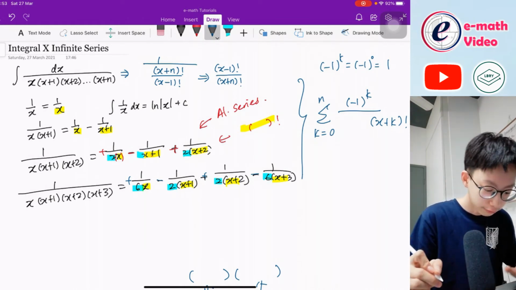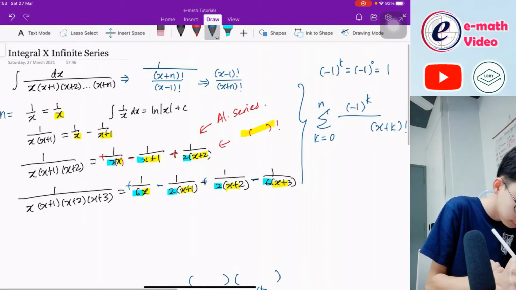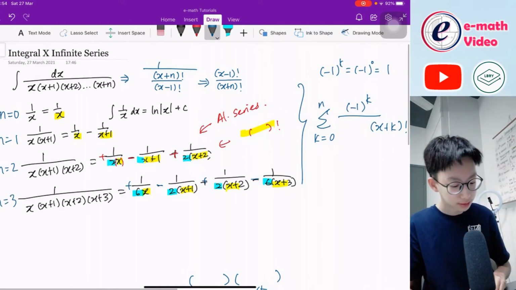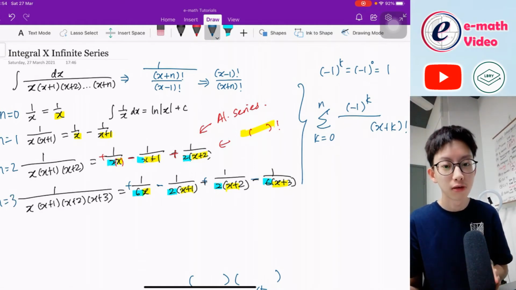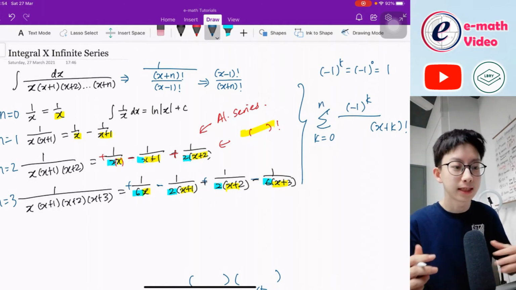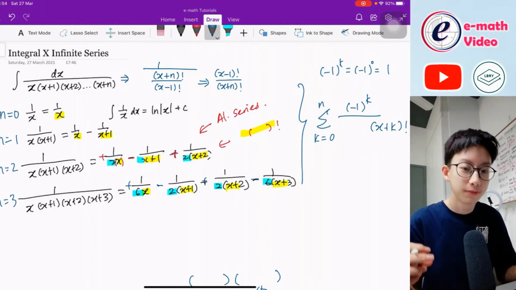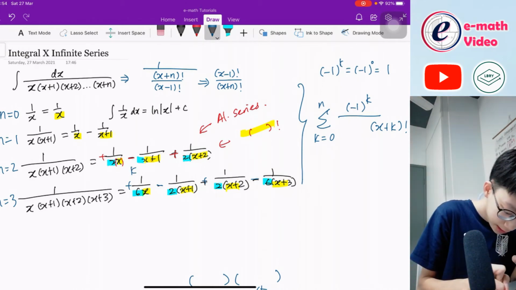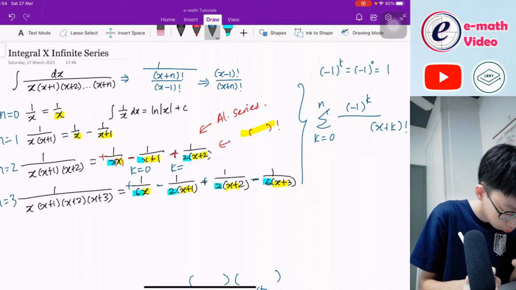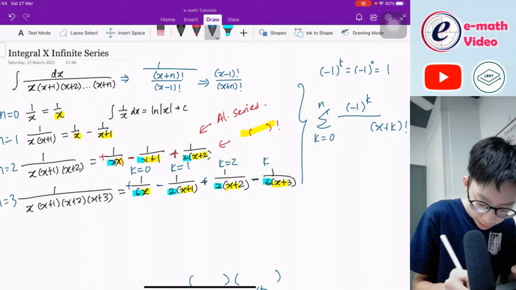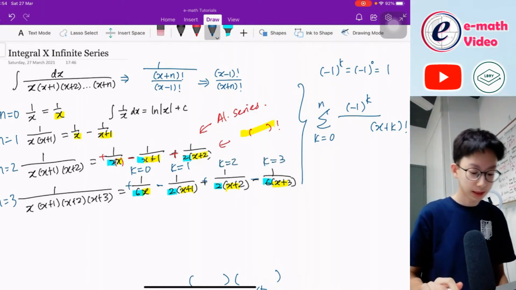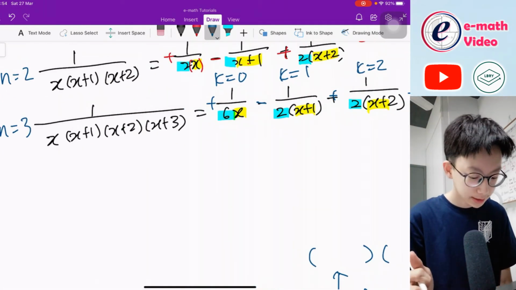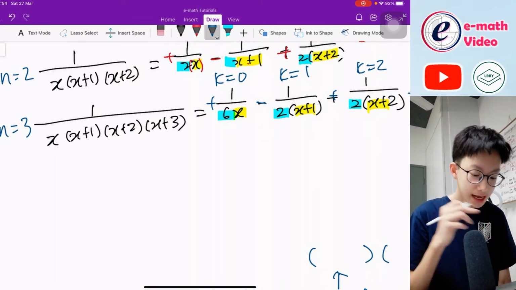Let me just write it down for you. This is what happens when n equals 0, n equals 1, n equals 2, n equals 3. Right? Then we focus on n equals 3 because that's the one that we have the most information to draw our conclusion. This will be k equals 0, k equals 1, k equals 2, k equals 3. Okay. How do we get 6 out of 3 and 0?